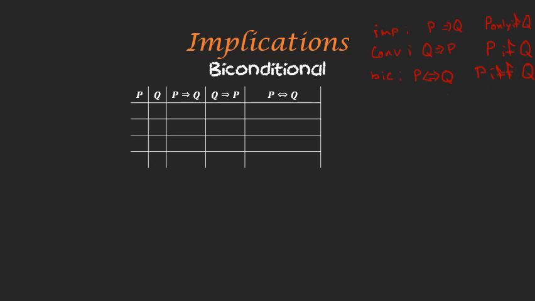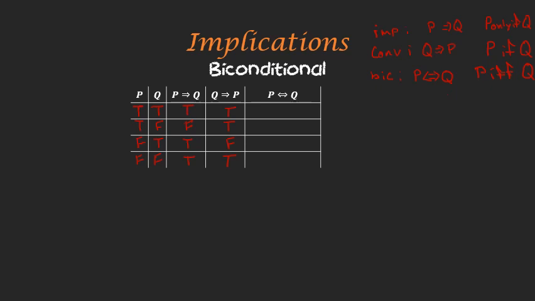Let's look at the truth table for it. So I'll go ahead and fill in these combinations of truth values. True, false. False, true. False, false. This should be getting tedious by now. P implies Q, that's true here. False here. True here. And true here. Q implies P. True here. True here. False here. And true here.